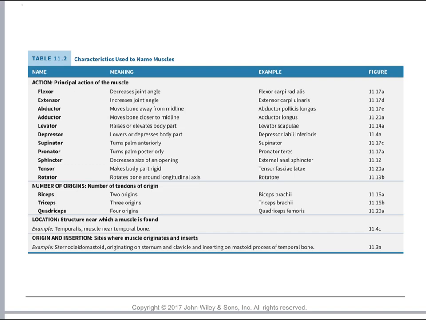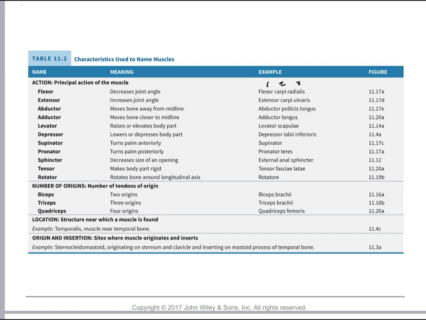Flexor carpi radialis, so it tells us a lot here. It flexes the wrist bones, carpi, along the radius. So the terminology is going to help us get a location or an idea of where to look for these muscles. Next are extensor carpi ulnaris, same route. They extend, carpi, the wrist, and the muscle runs along the ulna.